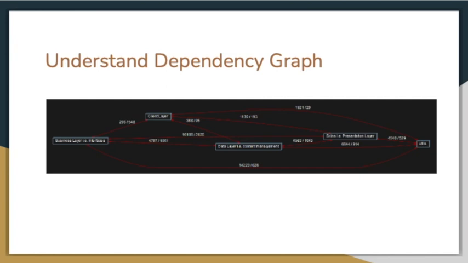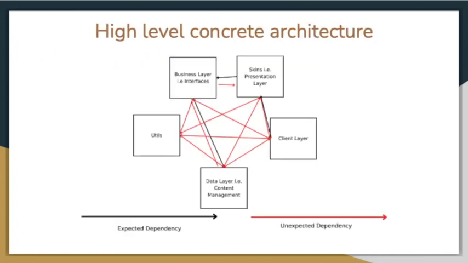By using our Understand diagram, we were able to create this high-level architecture diagram showing the 5 subsystems, 4 of which were already existing in the conceptual diagram, and our new layer called utils. As you can see, the client layer, the business layer, the skins layer, and the data layer have all gained dependencies, and they are all connected with each other.